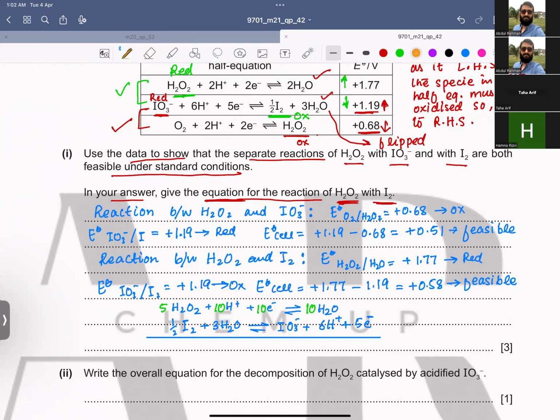Yes? Yes, sir. And here I have 5 electrons. So if I multiply the second equation with 2, I will get 10 electrons. So if I multiply the second equation with 2, it will become 1, water becomes 6, this becomes 2, this becomes 12, and this becomes 10. Is this understandable? Is it clear to everyone up to here? If anyone has any confusion, please ask.